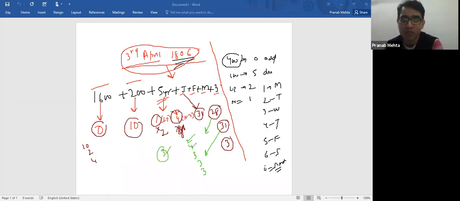3 plus 2 is 5. 5 plus 4 is 9. 9 plus 3 is 12. 12 plus 3 is 15. 15 plus 3 is 18 days. Now, once again, 18 days, 7 into 2 is 14. 14 days can form a week. Out of these 18 days, 14 days can form a week, so we are left with 4 days.